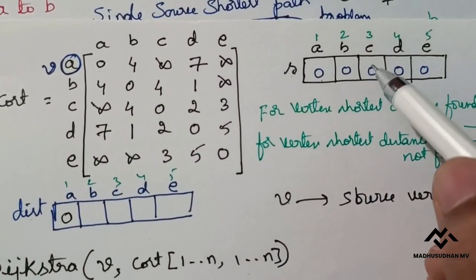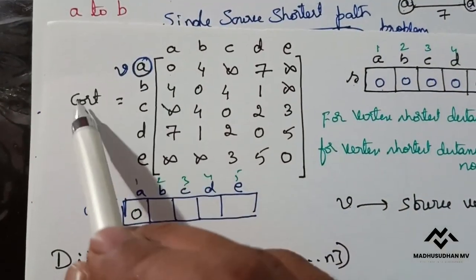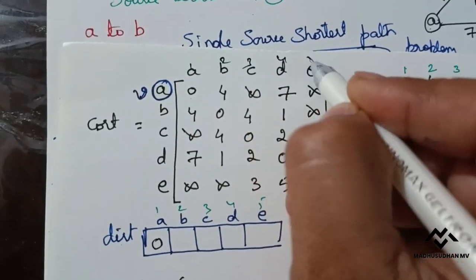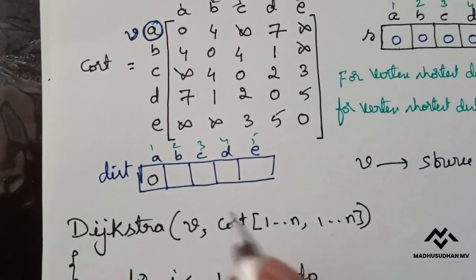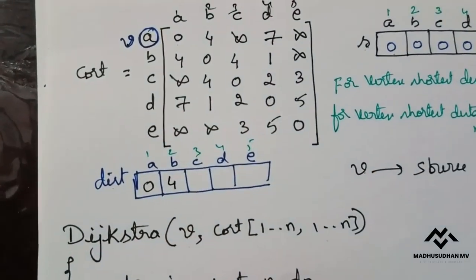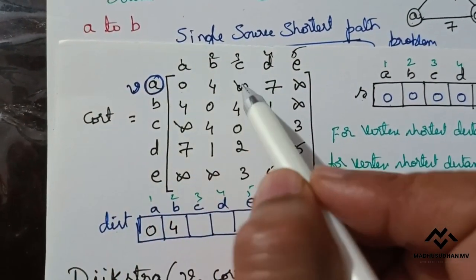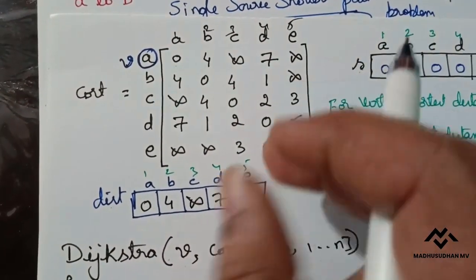S of 2 I make 0. Then cost of v comma 2. This is C; this is 1, 2, 3, 4, 5. Cost of 2 is 4, and that 4 I assign to distance of 2. Next i becomes 3, so cost of v comma 3 is infinity, which goes to distance of 3. Like that, the first row I copied.